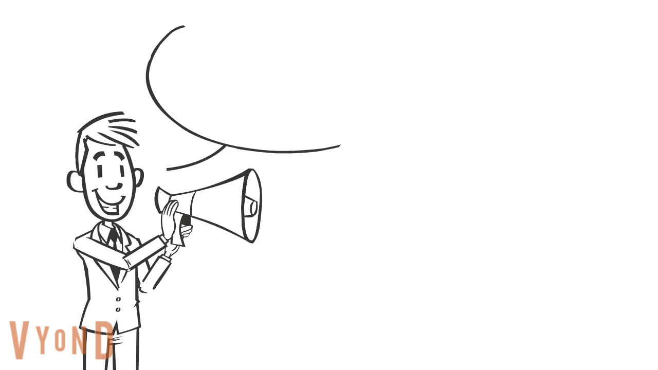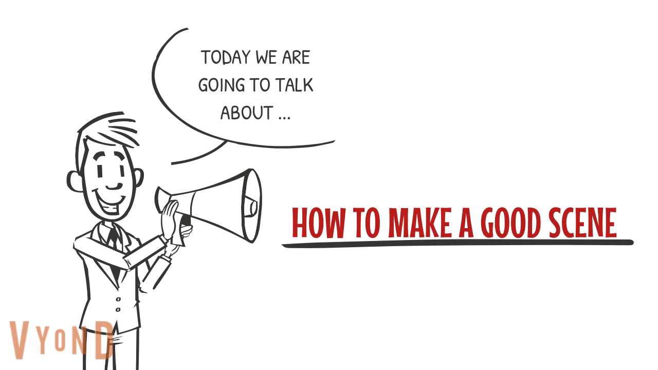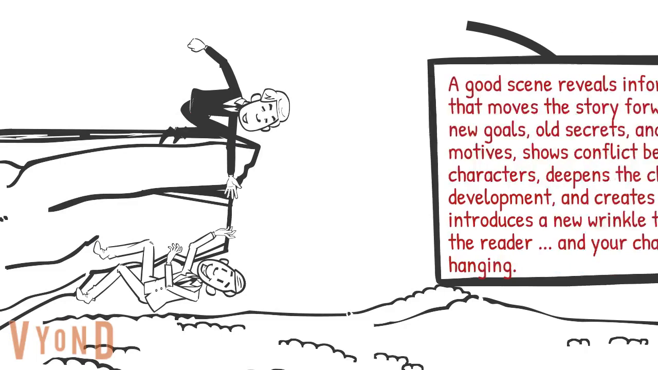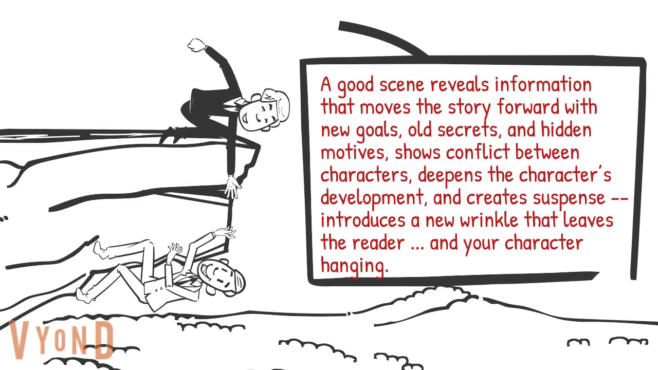Today we are going to talk about how to make a good scene. A good scene reveals information that moves the story forward with new goals, old secrets, and hidden motives, shows conflict between characters, deepens the character's development, and creates suspense. A good scene also introduces a new wrinkle that leaves the reader and your character hanging.